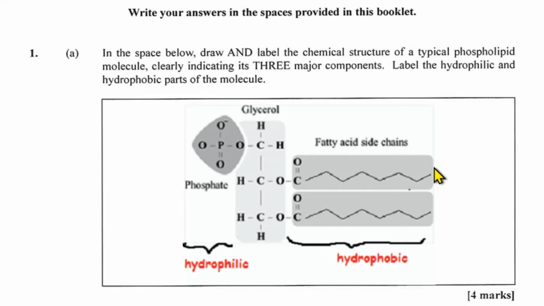So the fatty acid tails are usually facing away from the cell cytosol and the exterior of the cell. They're sort of bunched up in the middle of the phospholipid bilayer. Once you have the three parts here labeled and drawn, you should be able to get your 4 marks.